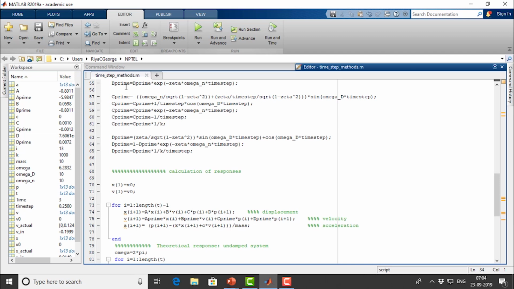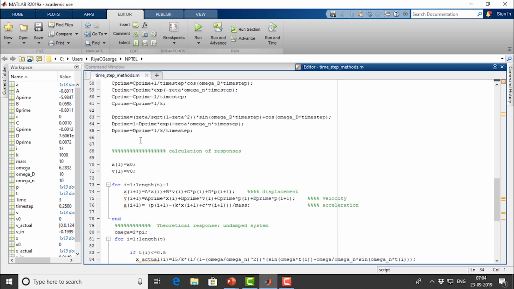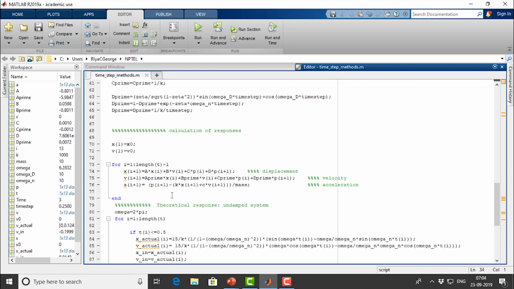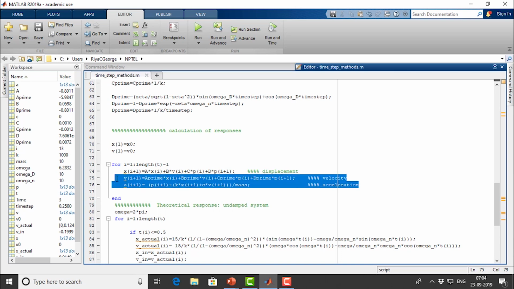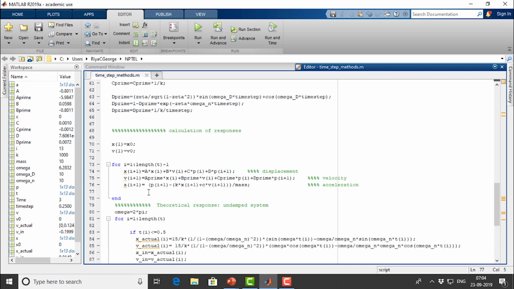So after these coefficients are calculated, we can calculate the response for each value of time instant. I can calculate it in a loop. For each value of i, I can calculate the displacement, velocity, and then acceleration. So this loop will continue, and I will get the values at all the time instants till 3 seconds.